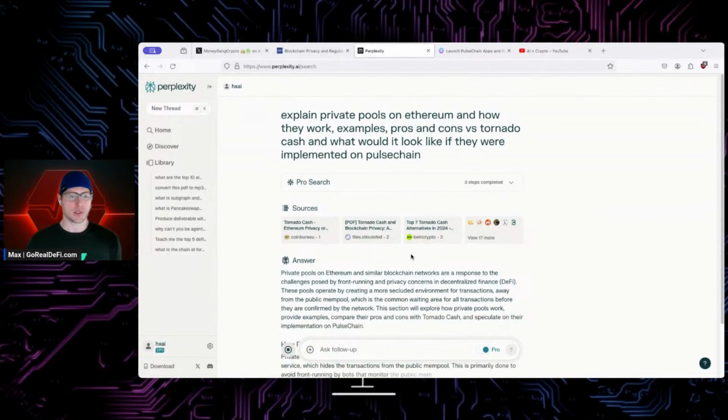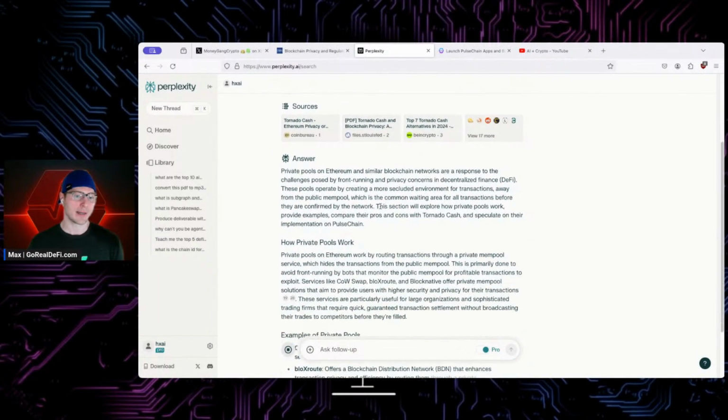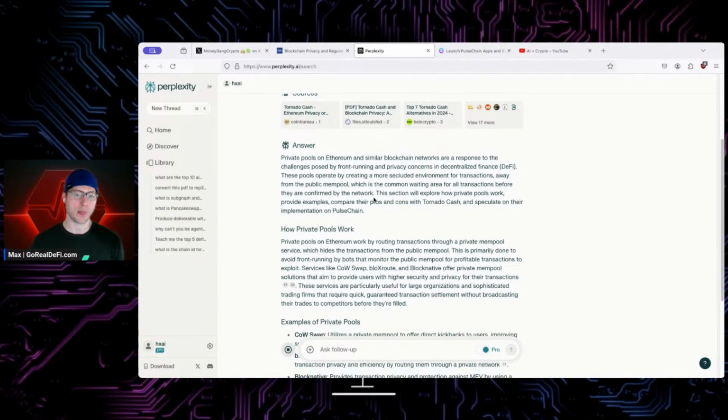So it's coming through. It's searching the web and using the AI tech to give us some answers here. It's citing the sources it used from different places. And it talks about, okay, privacy pools on Ethereum and similar blockchain networks are a response to the challenges posed by front-running and privacy concerns in DeFi. These pools operate by creating a more secluded environment for transactions away from the public mempool, which is a common waiting area for all transactions before they convert on the network. Yeah, if you learn about validators and learn about blockchains and how they work, you'll hear about mempool and stuff like that.